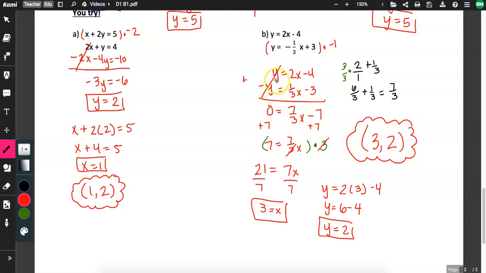Be careful when you're eliminating. If you do that here, y minus y should be 0. It's not just blank. Multiplied by 3 to get rid of the fraction, 7/3. At x equals 3, plug it back in, and y equals 2.